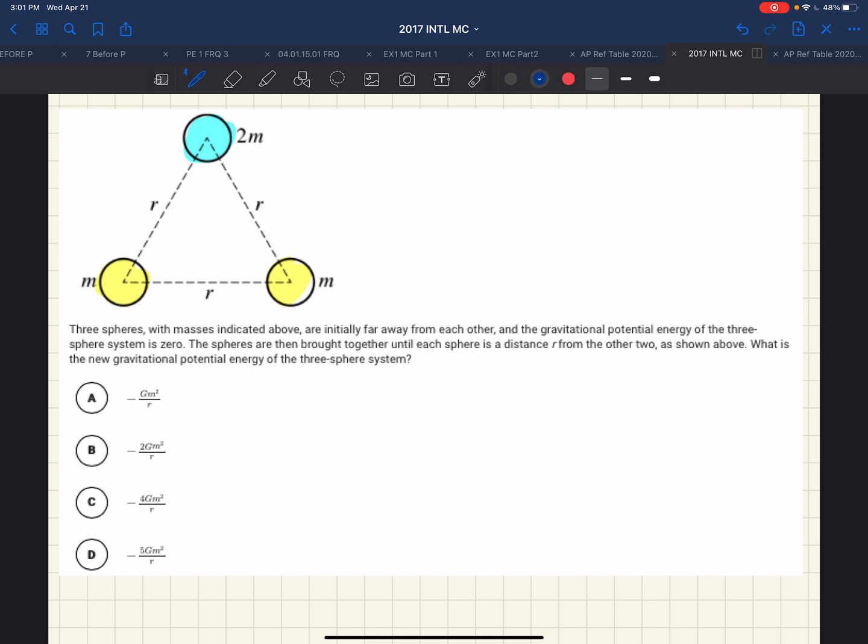What they mean is that these three spheres were impossibly far from each other, and they were brought in close to each other such that the distance between them is r. When they were very far out, the potential energy was 0. So they're defining this as 0, and them having more potential energy as they get closer.